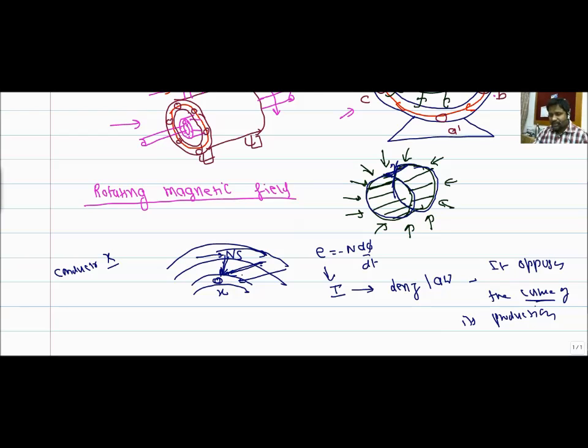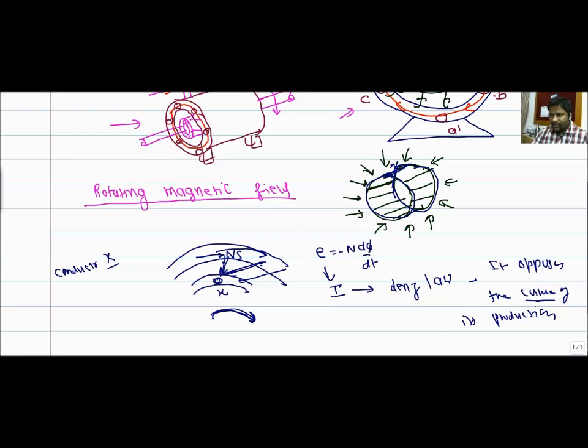So in order to oppose this, the rotor starts rotating in the same direction as the rotating magnetic field. If the conductor X is rotating in the same direction as the rotating magnetic field, then this change is going to be down. This change will decrease. So we can say that the rotor starts rotating in the same direction as the rotating magnetic field.